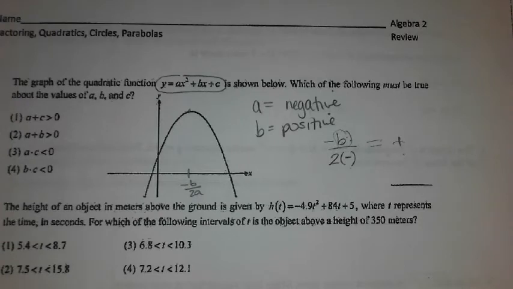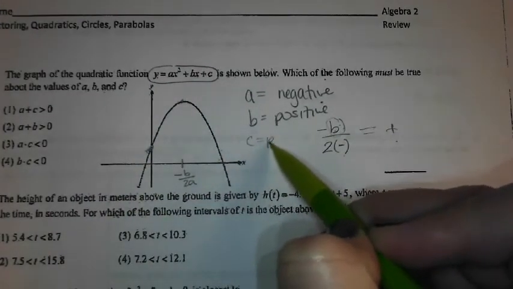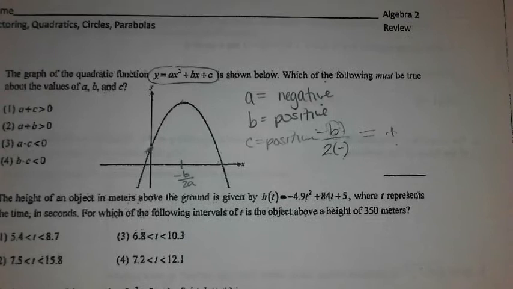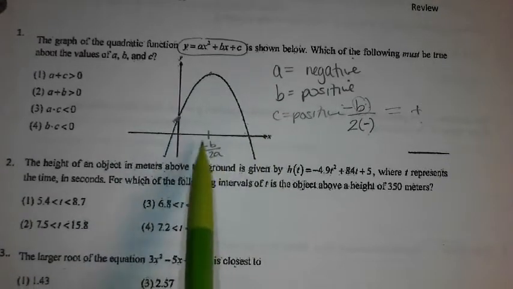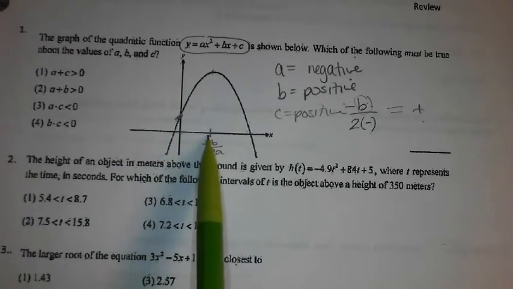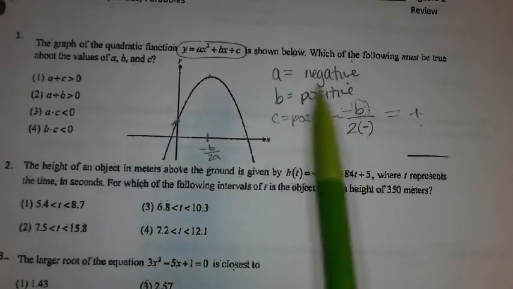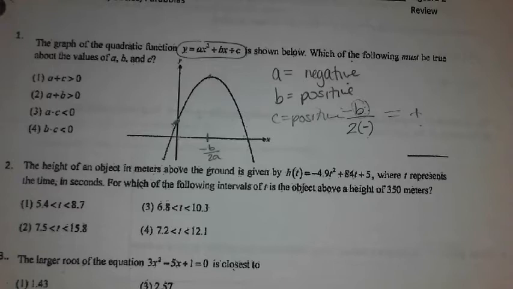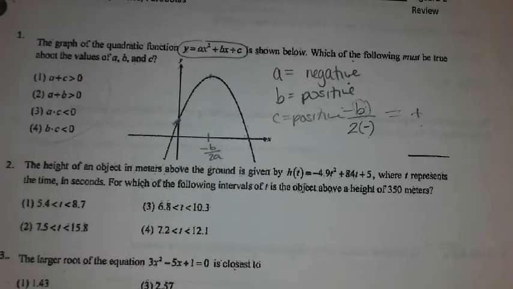And C stands for the what? Y-intercept, which is here. Is that a positive or a negative? Positive. Again, I don't know if it's positive 1 or positive 2 or positive 3, but I know it's positive. I know negative B over 2A is supposed to be positive, so I had to think back as to what B would have to be, knowing that A was negative. So, based on those 3 pieces of information, think now about which one of these has to be true.